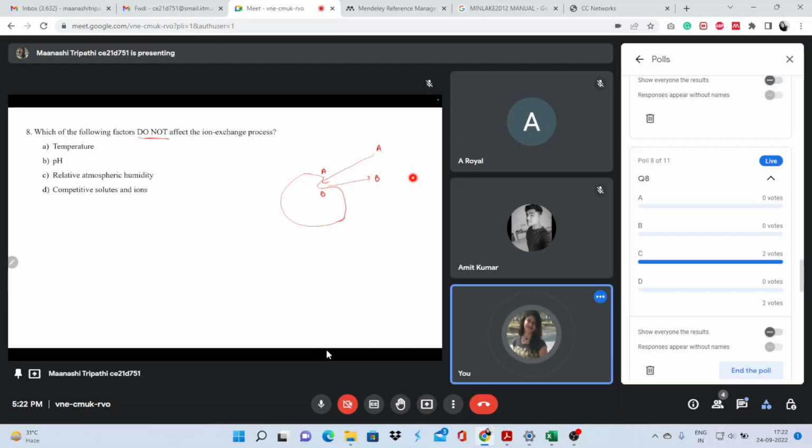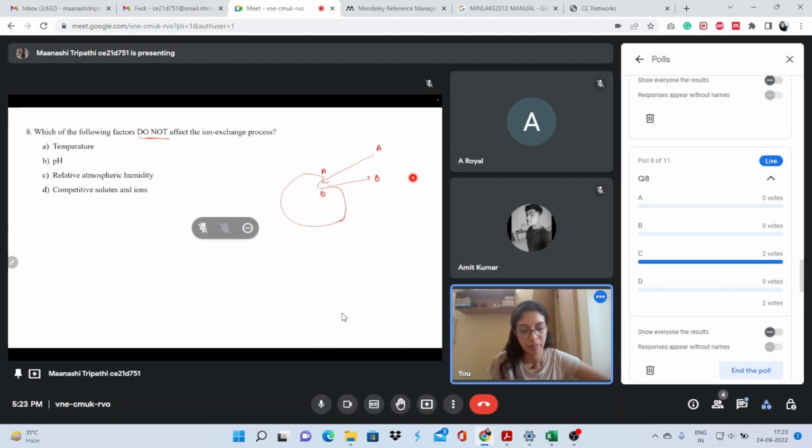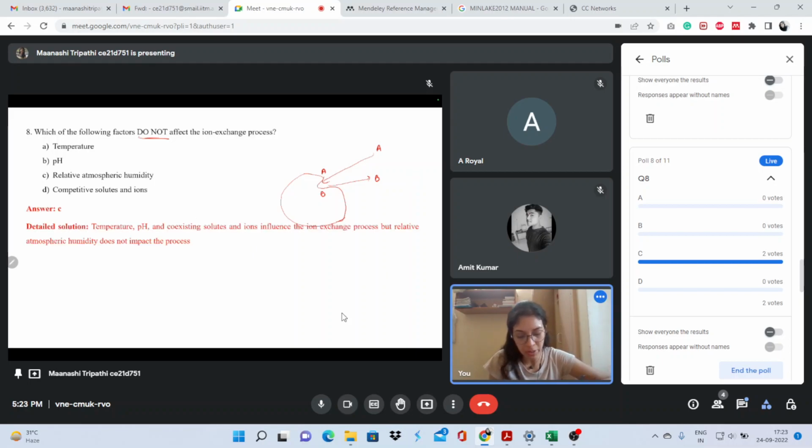Temperature, pH, relative atmospheric humidity, and competitive solutes and ions. We'll see the answer. The answer is C. Both of you are right. Relative atmospheric humidity. Temperature, pH, coexisting solutes and ions influence the ion exchange process, but relative atmospheric humidity does not impact the process.